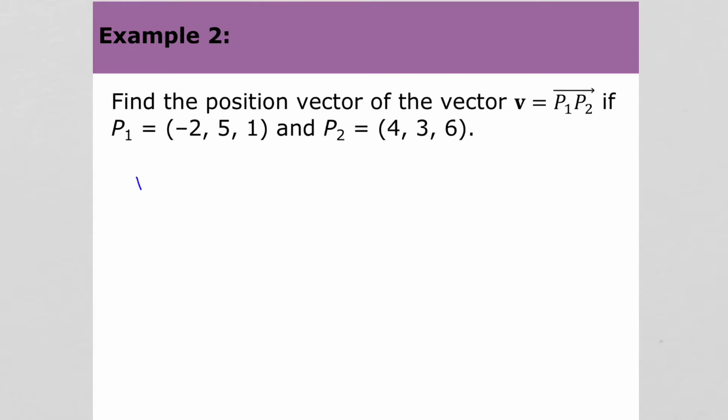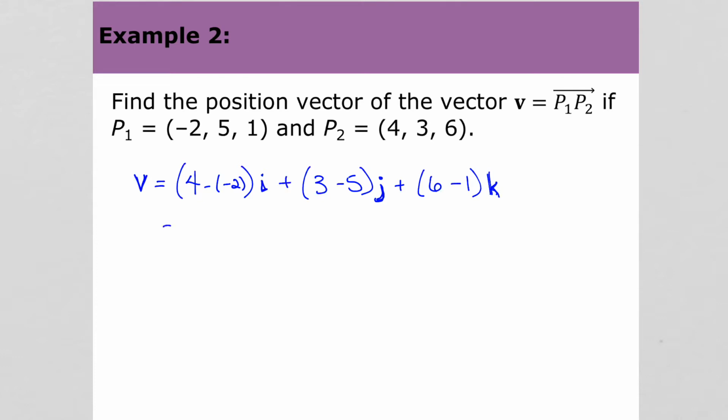So it would be 4 minus negative 2 i plus 3 minus 5 j plus 6 minus 1 k, which just gives us 6i minus 2j plus 5k.